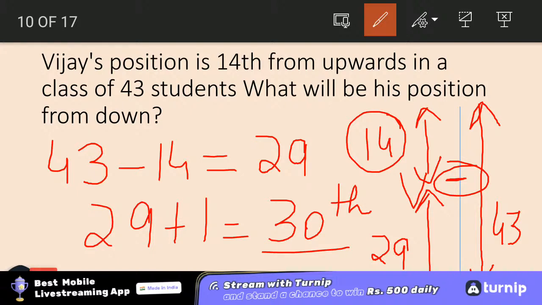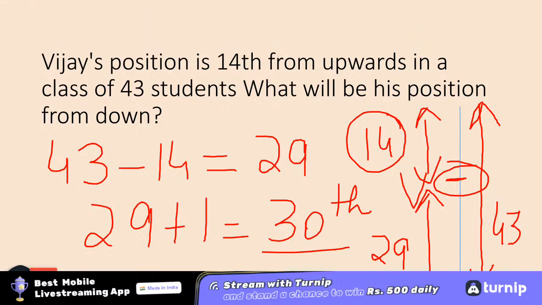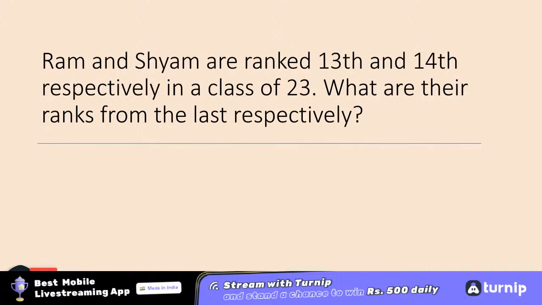So students, keep in mind, if total strength is given, you need to subtract the position of the particular person or the object, and then again you need to add one for telling about the position. I hope it's clear to you all. The next one. Now see, such an interesting question.